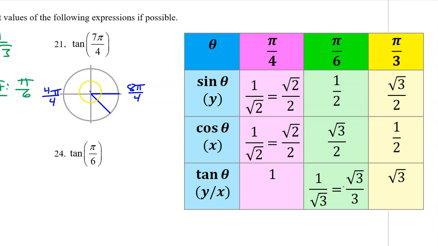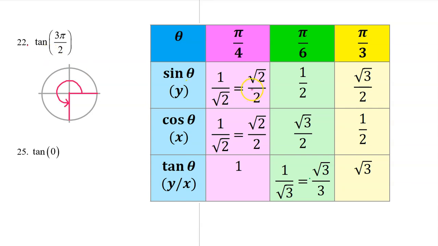Notice that the slope is negative. It's downhill from left to right. So the tangent is negative something. We also see that the reference angle is pi over 4. We have memorized that the tangent of pi over 4 is 1. So the answer is negative 1.